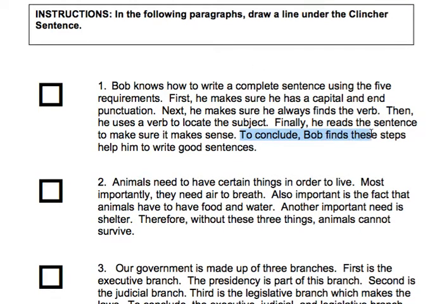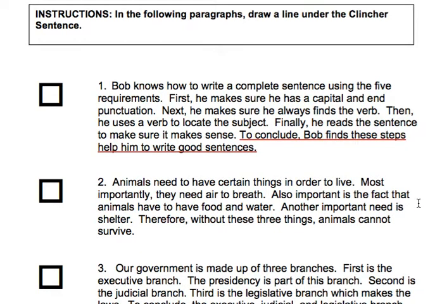So, to conclude, Bob finds these steps help him write good sentences. "To conclude" is my concluding transition. I have my comma, and then Bob finds these steps help him to write good sentences. This would be a general clincher sentence. At the top, I have a cluing topic sentence. At the bottom, I have a general clincher. They're very different from each other.